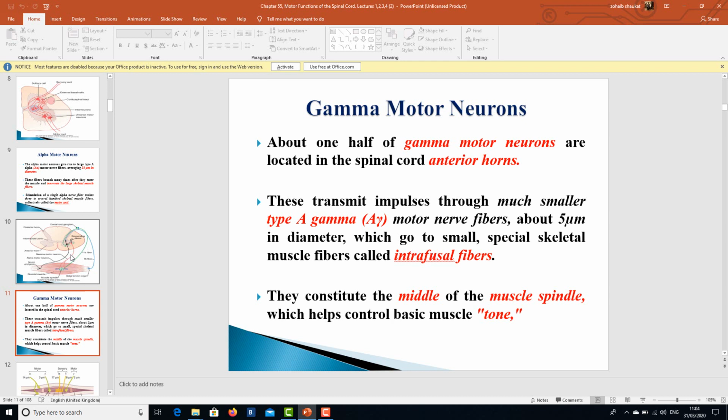Then we have the gamma motor neurons. About half of gamma motor neurons are located in the spinal cord anterior horns. These transmit impulses through much smaller type A gamma motor nerve fibers, about 5 micrometers in diameter, which go to small special skeletal muscle fibers called intrafusal fibers. They constitute the middle of the muscle spindle, helping to control the basic muscle tone.